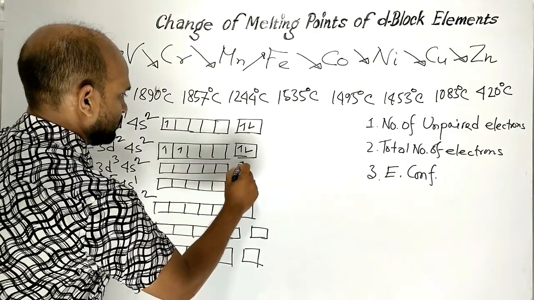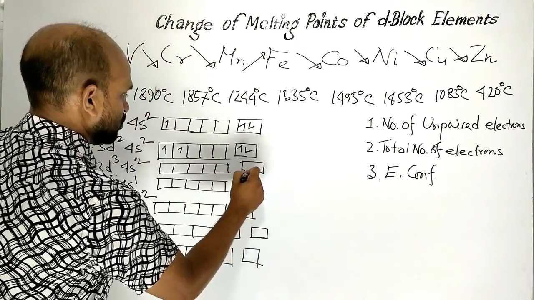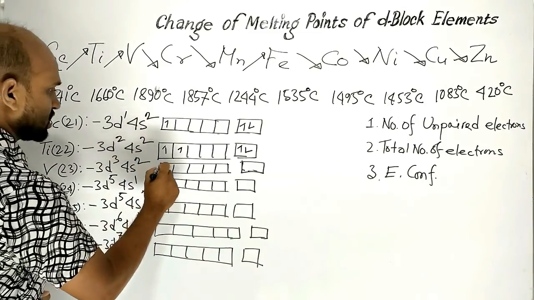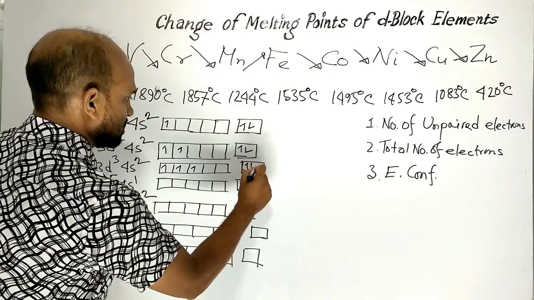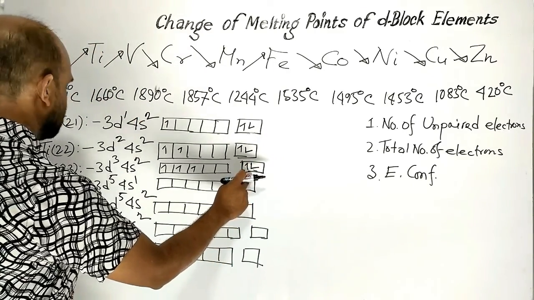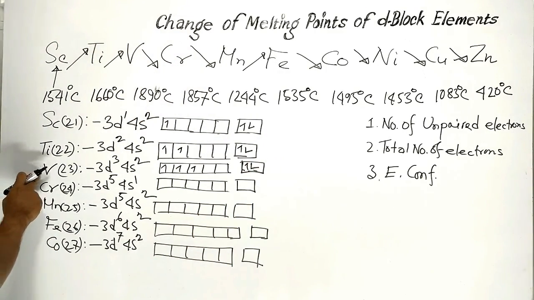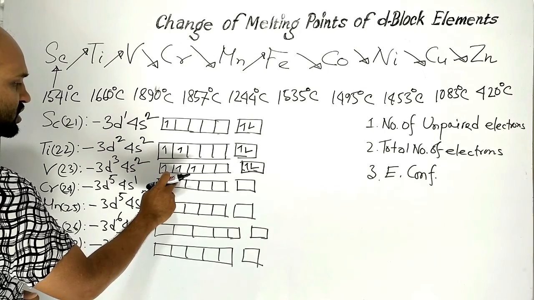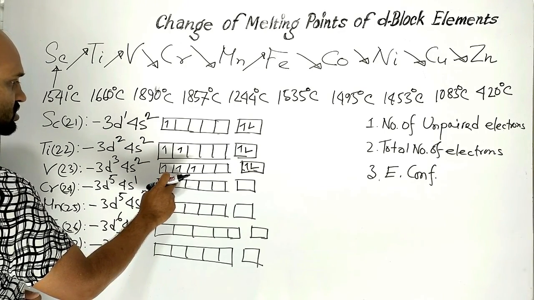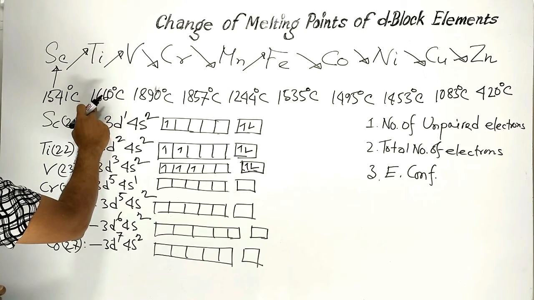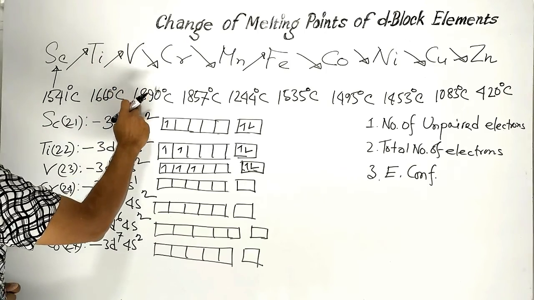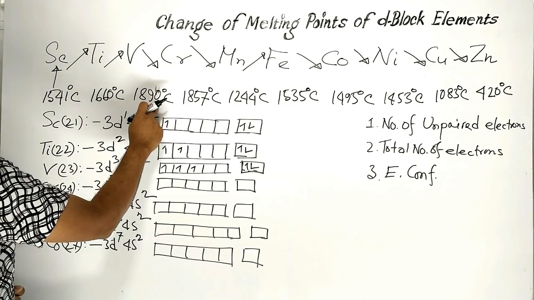1 2 3 4 5, 4s, 3 unpaired electrons and 2 electrons here remain as paired. So in case of vanadium, we see number of unpaired electrons increases. That is why melting point increases from scandium to titanium, titanium to vanadium. Titanium 1660, for vanadium 1890 degrees Celsius.